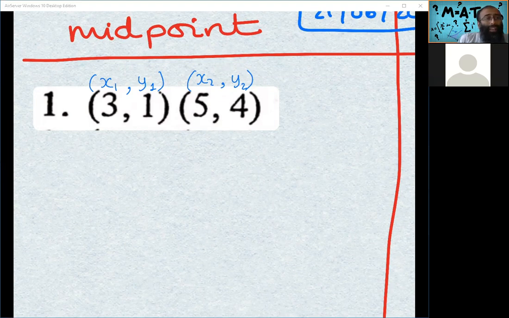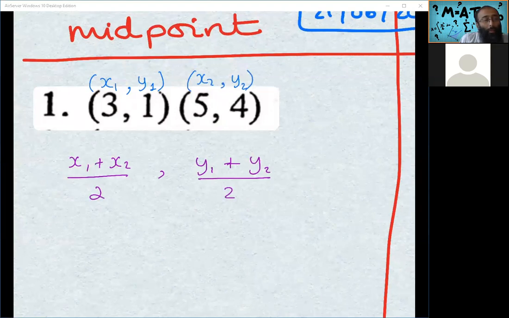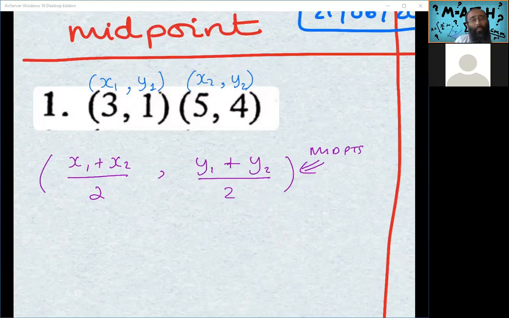Now, if you want to work out the middle of these 2 points, then we need to use the following formula. So we say that the x1 plus the x2 divided by 2. And then we have the y1 plus the y2 divided by 2. And that will give us the midpoint. So what we're doing in effect is we're working out the average.